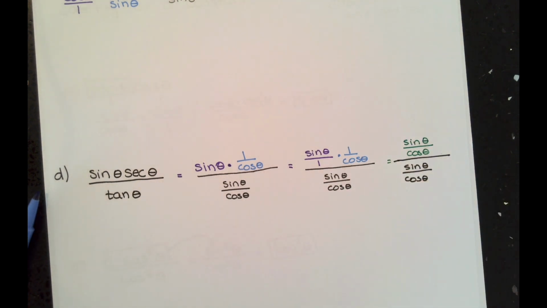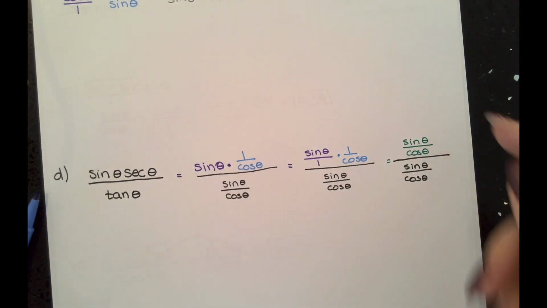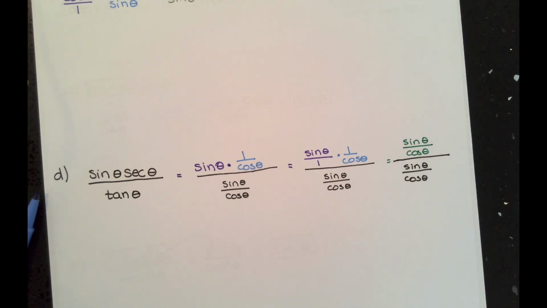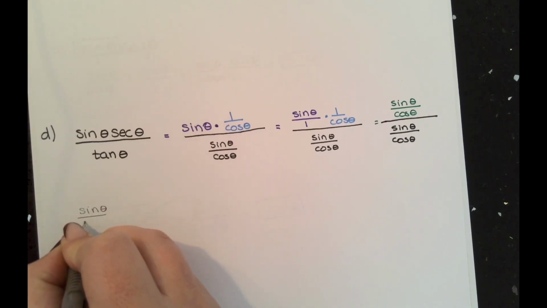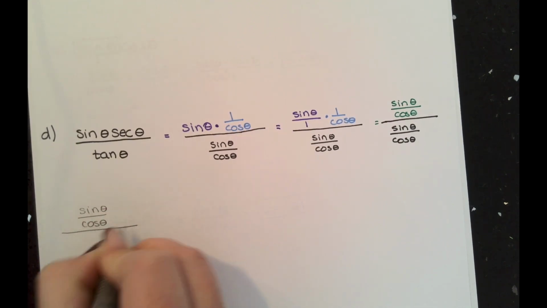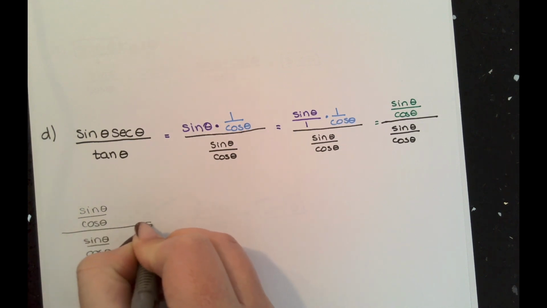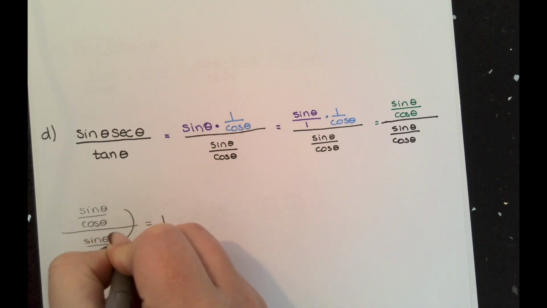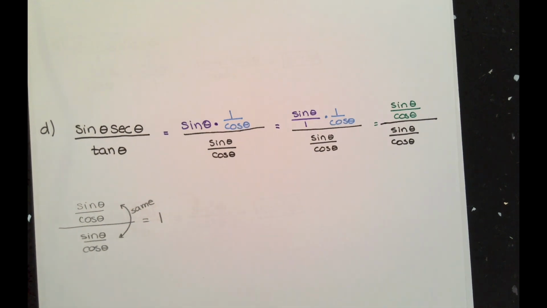Okay, now you have a choice to make. You can either see that these are the same, top and bottom is the same. That means that we have 1. If you accidentally didn't see that, we can always do keep, change, flip. So I'm going to rewrite this here. So sine of theta over cosine of theta divided by sine of theta over cosine of theta. That's equal to 1 because these are the same. And if we're dividing, same thing, it always equals 1.